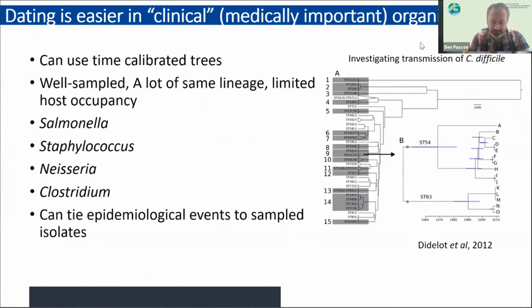Also, more medically important infections have limited hosts, so there's a smaller host range to sample from. And also, time-calibrated phylogenies can be incorporated into epidemiological events. For example, this study on the right used a time-calibrated phylogeny to investigate transmission in C. diff.